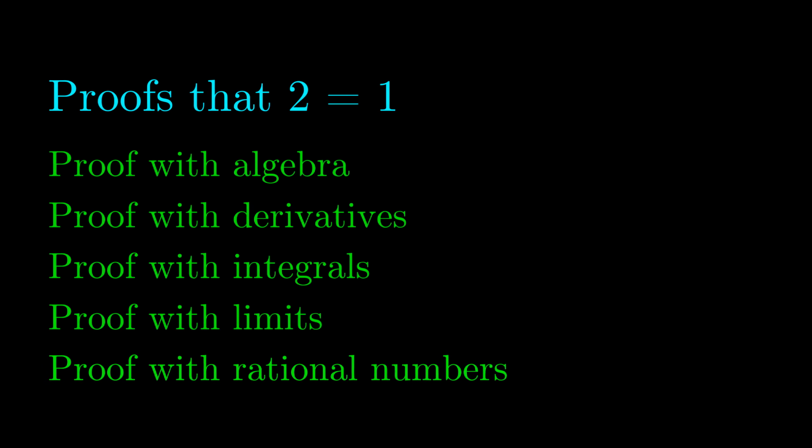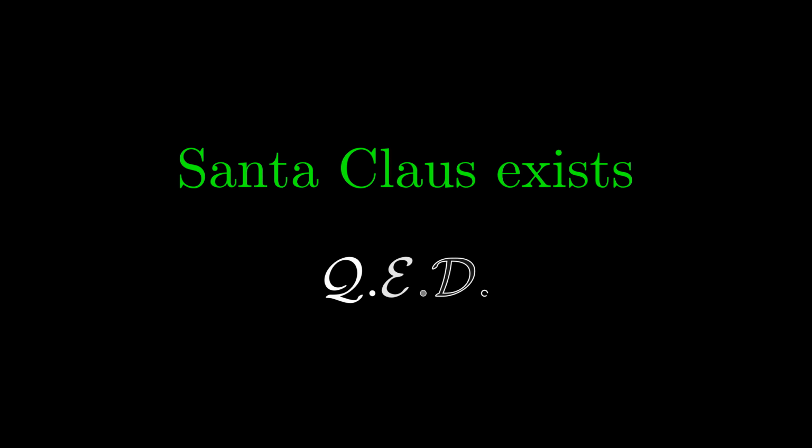We have now seen 5 proofs that 2 equals 1. By this point, you should be convinced. Santa Claus exists. Alright, let's actually get serious about this now. Something is obviously wrong with the proof, but what is it that's wrong?